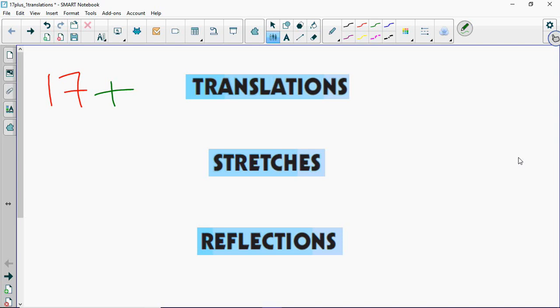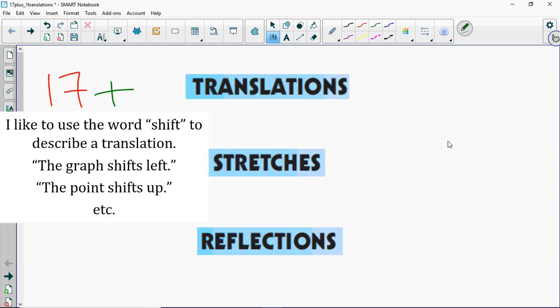In the previous video, we looked at the absolute value or modulus of a function, and we saw how that changed its graph. It took all of the negative y values and reflected them over the x-axis to make them positive y values. In this video, we're going to look at three different types of transformations.